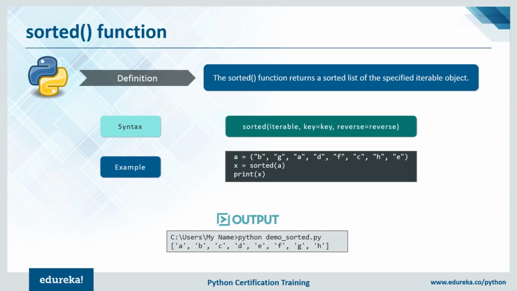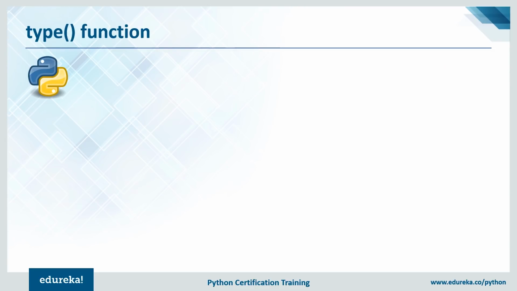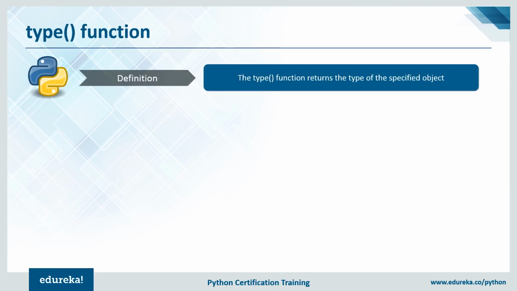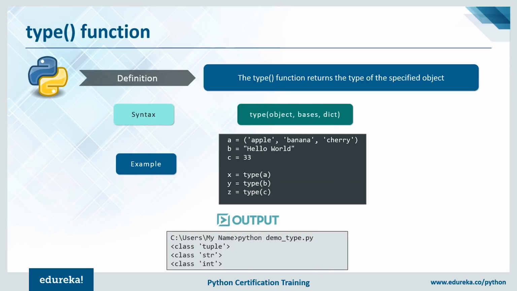So this brings me to the last built-in function for this session. So I have the type function for you guys. So the type function basically returns the type of a specified object. So again, check out the syntax. We have type, which is the keyword. We have object, bases and dict, right? So the first one is required.